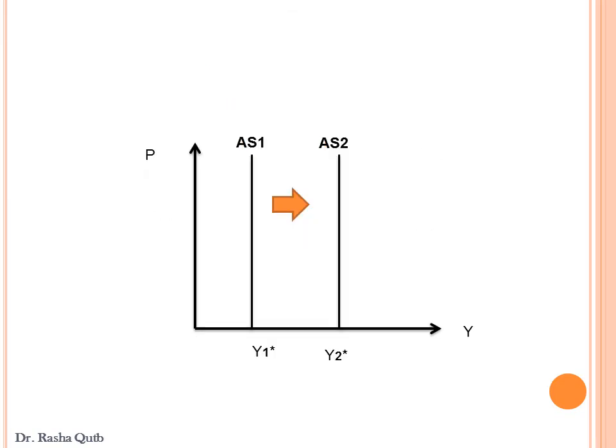Finally, the graphical effect of increasing capital stock on the potential level of output in the goods market is the rightward shift in the aggregate supply curve from AS1 to AS2.